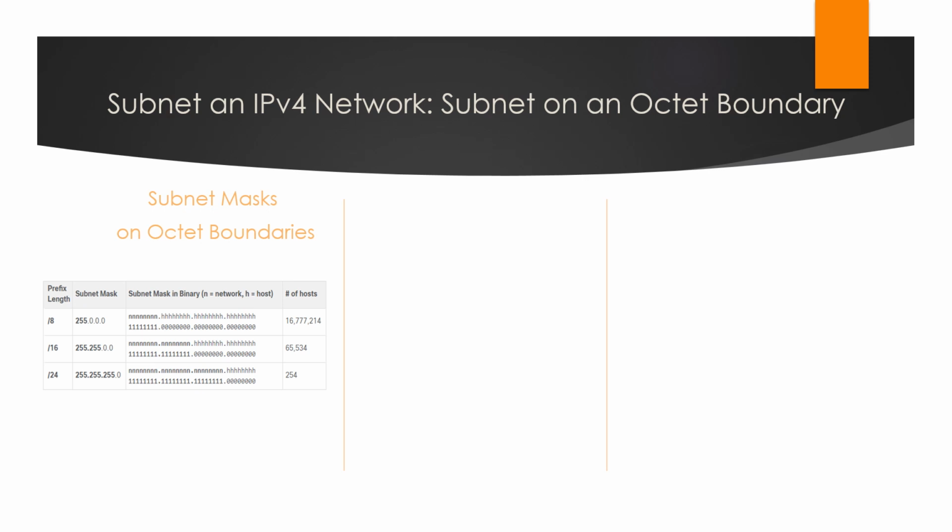And here in the table, it identifies each prefix length with the subnet mask and the number of hosts for each of these prefix lengths. You can see that using a longer prefix length will decrease the number of hosts per subnet. And for each prefix length, the subnet mask is mentioned, and which octet is for the network and which octet is for the host portion.